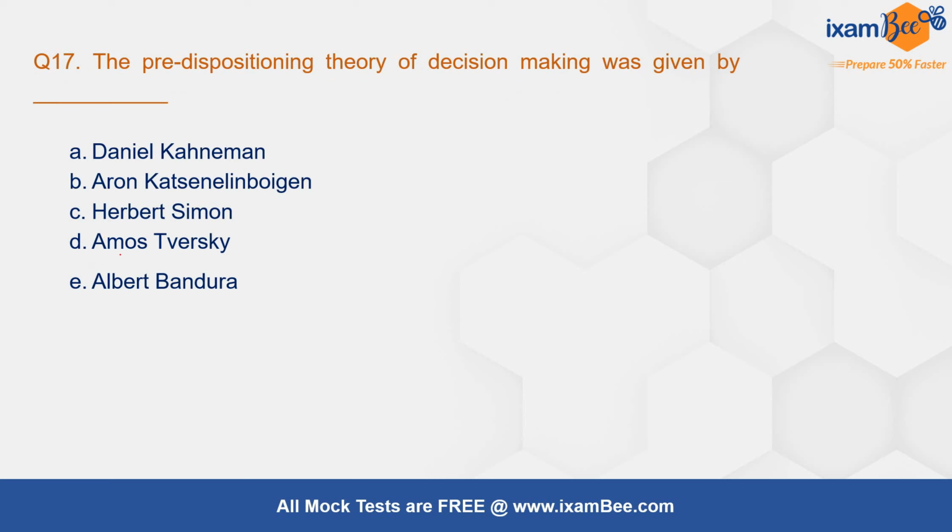The 17th question, the predispositioning theory of decision making was given by which of the following? Is it Daniel Kahneman, Aaron Katzenling-Bogen, Herbert Simon, Amos Tversky, or Albert Bandura? The correct answer is B, Aaron Katzenling-Bogen. So he gave the predispositioning theory of decision making.